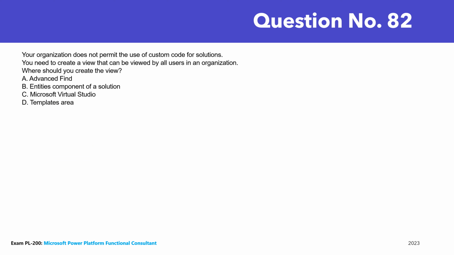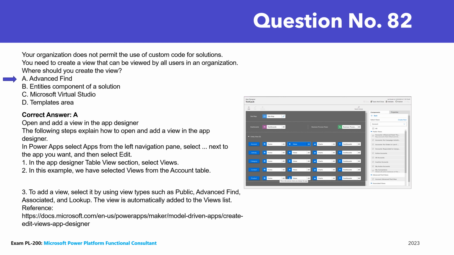Your organization does not permit the use of custom code for solutions. You need to create a view that can be viewed by all users in an organization. Where should you create the view? A. Advanced Find. B. Entities component of a solution. C. Microsoft Visual Studio. D. Templates area. Correct answer, A.